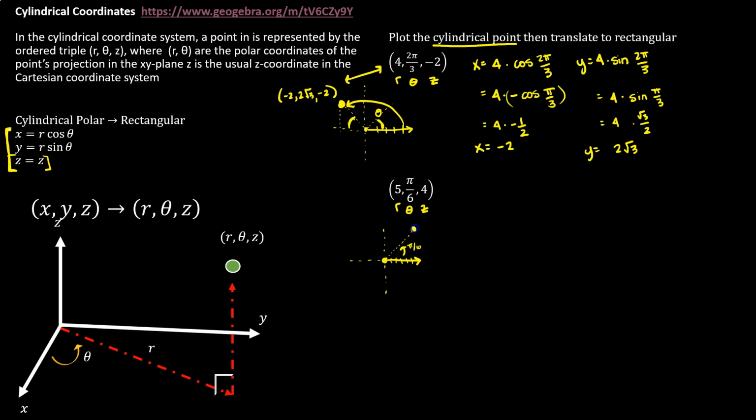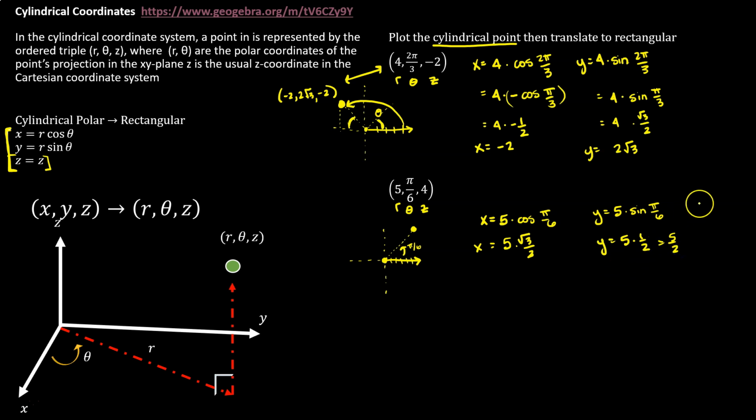So our point is probably about right here in the r theta plane. Then x is going to be represented by 5 times cosine pi over 6, and y will be 5 sine pi over 6. If we remember what cosine at pi over 6 looks like, we can replace that. So we'll have root 3 over 2, but that's being multiplied by 5. So the x value we're looking at is 5 root 3 over 2. The y value will look like 5 times 1/2, or 5/2.